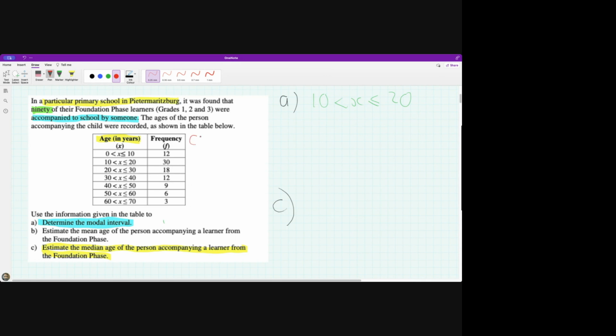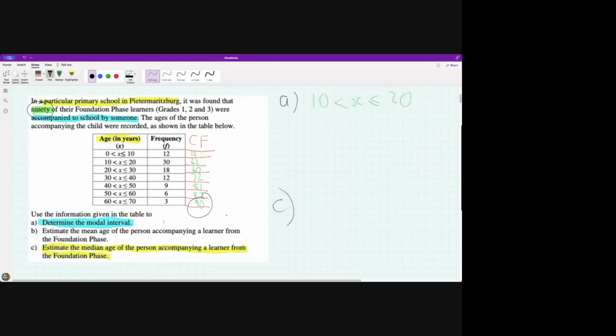My suggestion is to add a column for cumulative frequency, because it keeps track of how many people up to a certain age have been included. So if I do the cumulative frequency column here, I'm going to have 12, 42, 60, 72, 81, 87, 90. In total, I have 90 people involved in this data set. That makes sense because they told me earlier on it's 90.